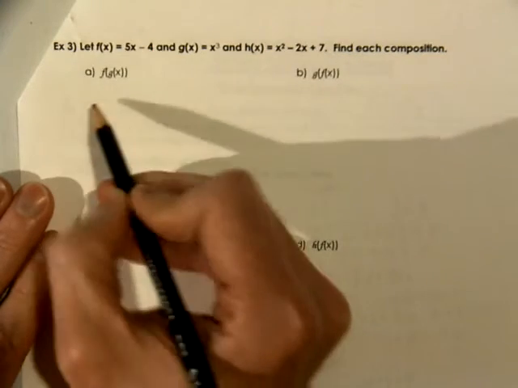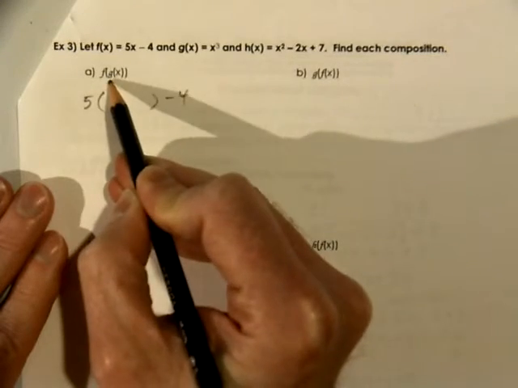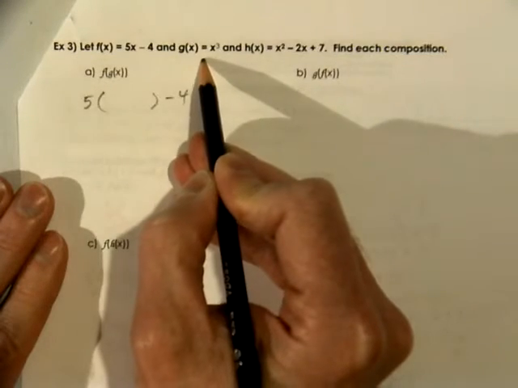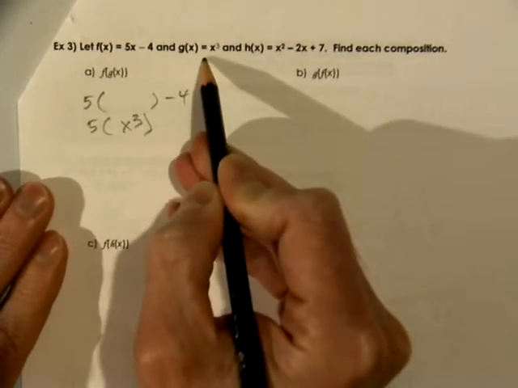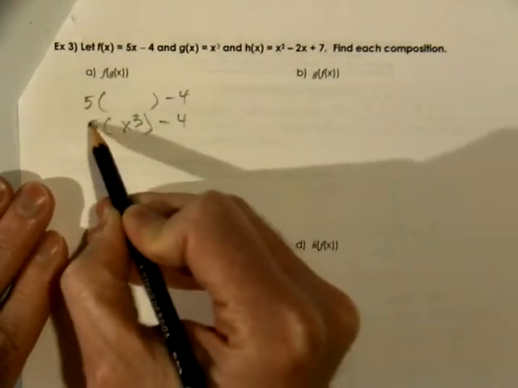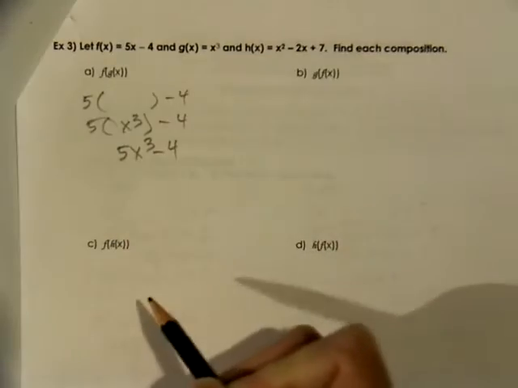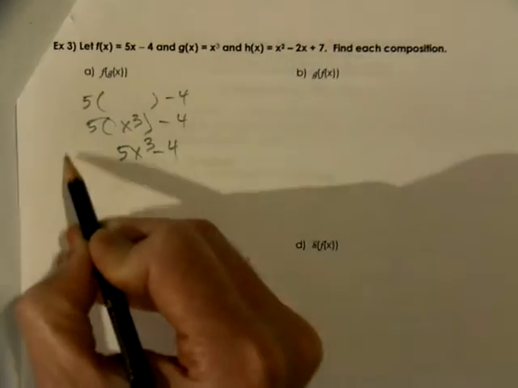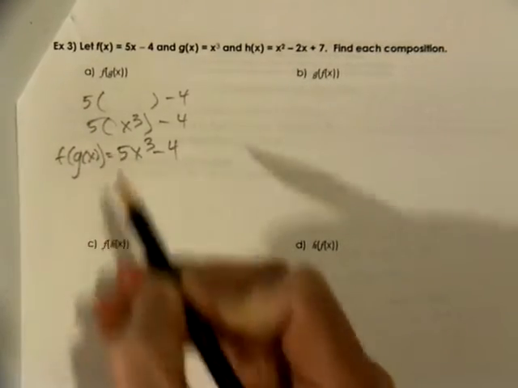So we're going to take the f function, which is 5 times something minus 4. Then you can take the g function, and you're going to plug it inside the parentheses. The only thing we can do here is distribute the 5 into that. So this is f of g of x.